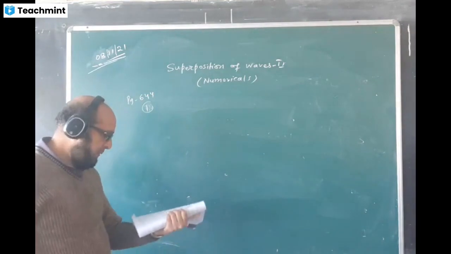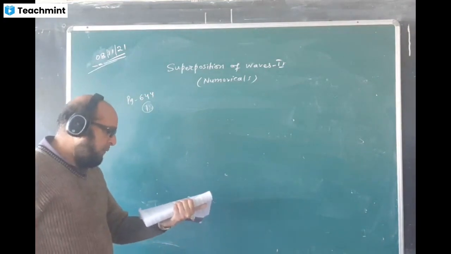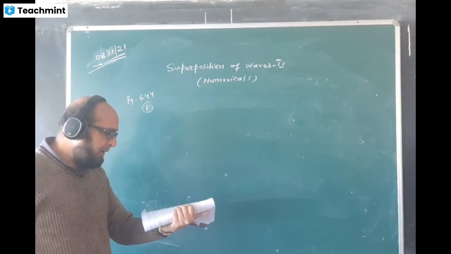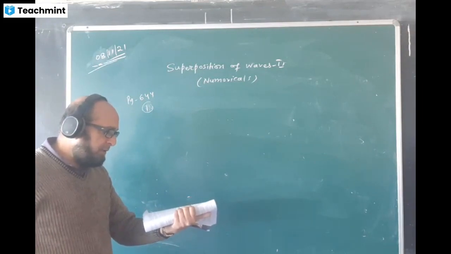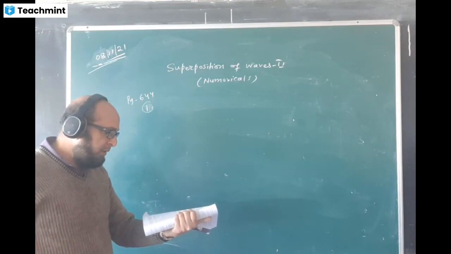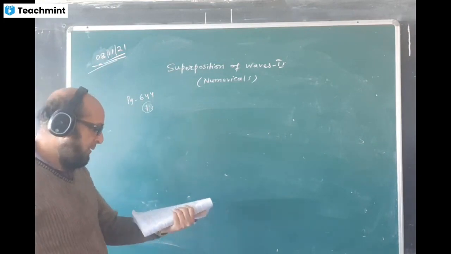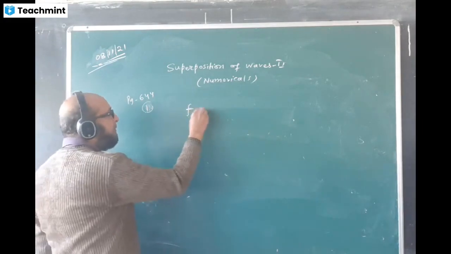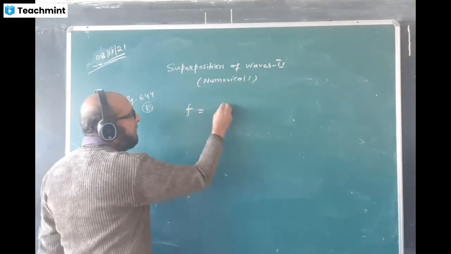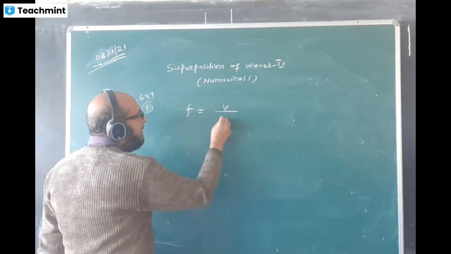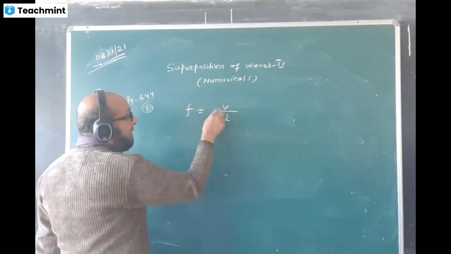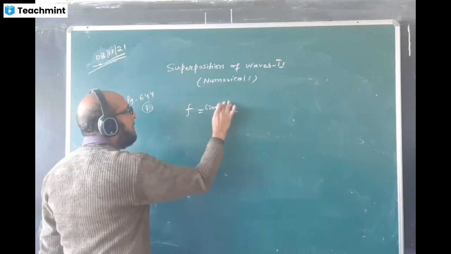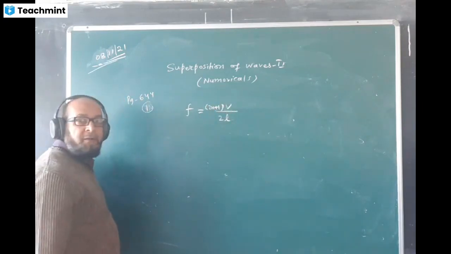Question number 12. What is the frequency of the fundamental note of an open organ pipe of length 32.6 centimeters? Velocity of sound is given. Find the frequency of the first two overtones. Okay. I have given the formula of frequency of open pipe. The formula was V by 2L, but for odd multiples we write 2n plus 1. Odd multiples.